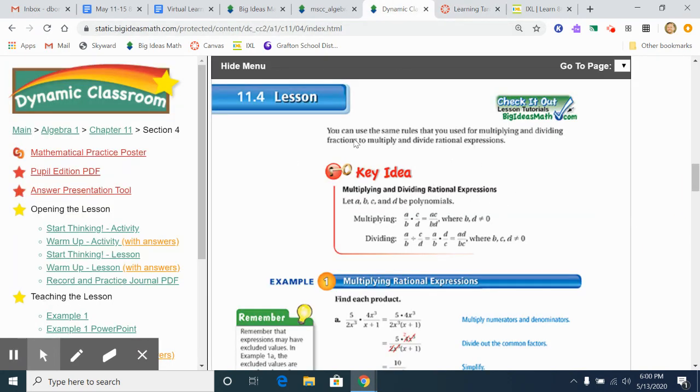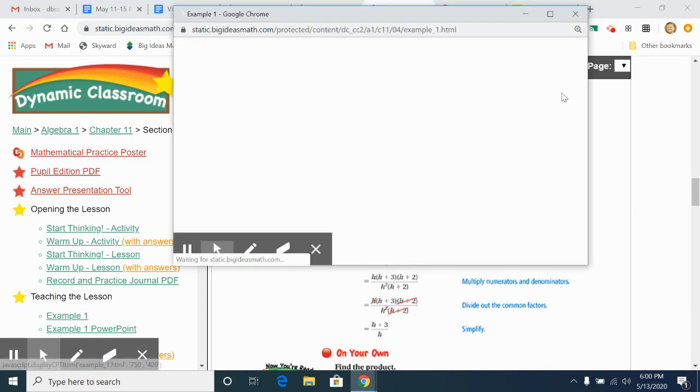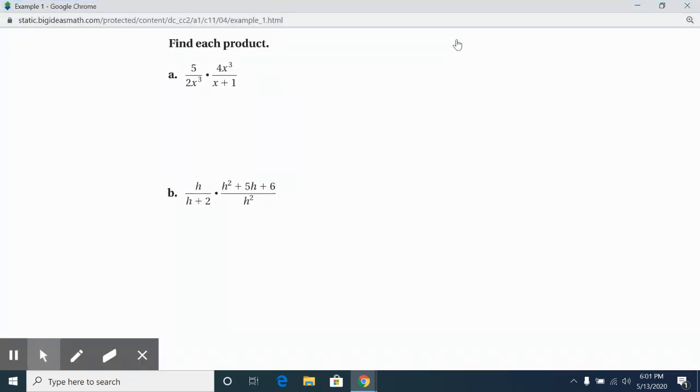It says at the beginning here, you can use the same rules that you used for multiplying and dividing fractions to multiply and divide rational expressions. Pretty basic, but let's look at only multiplying today, and I'm going to walk you through my thought process. The first thing I'm asking myself is, can I factor any of these polynomials? I'm going to go left to right here.